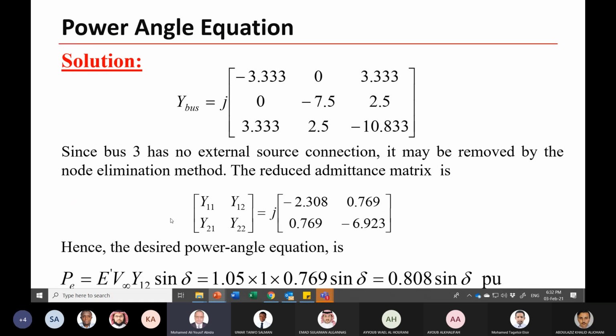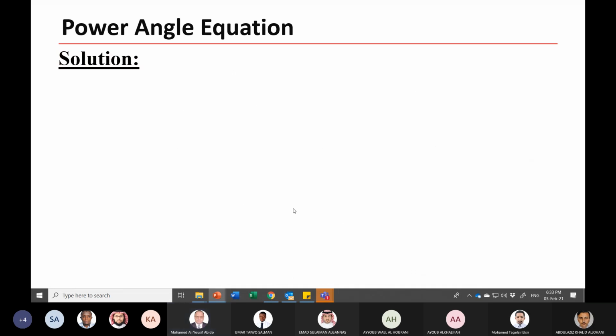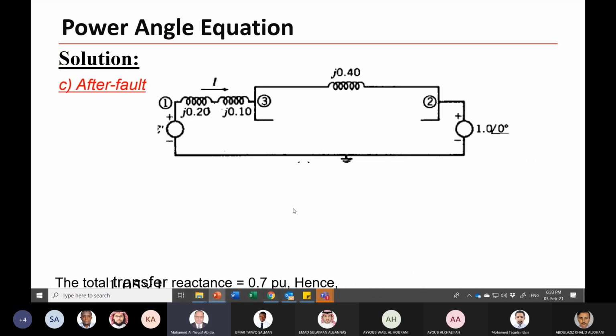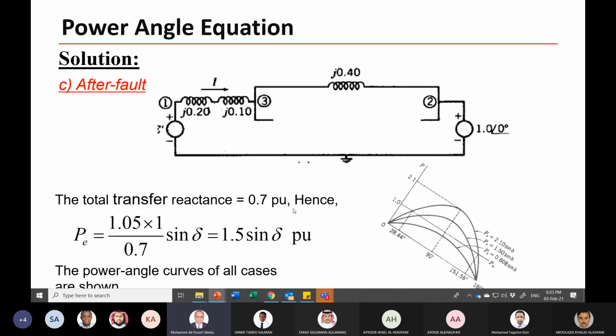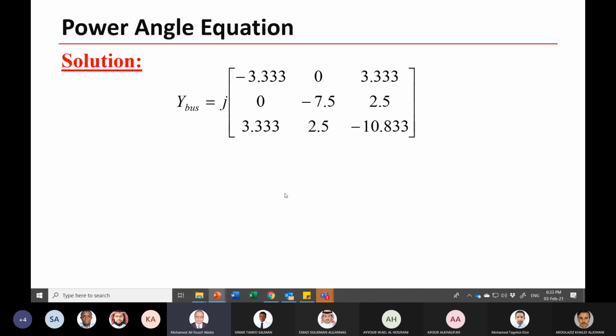I don't want to speed up here, but this is Y bus, and you need to eliminate. We will discuss this next class, inshallah, and we will repeat this example again. Do you have any question? Ayub, well?